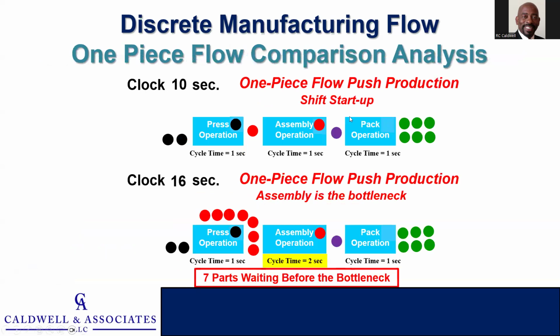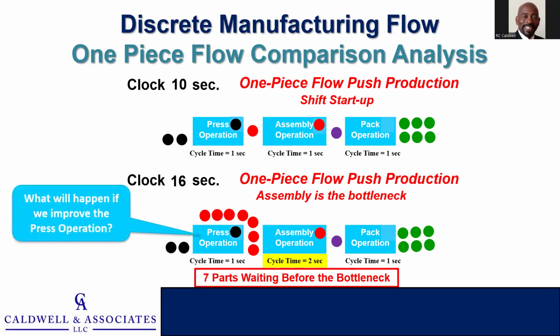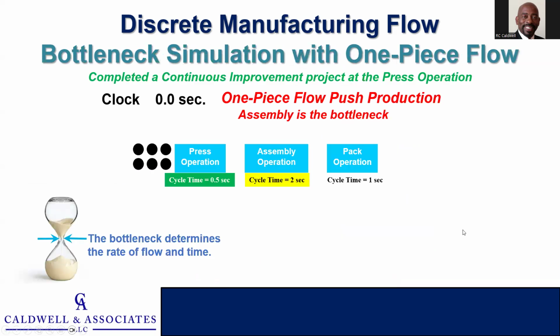Now let's compare it, okay? This is without a bottleneck, one-piece flow, the ideal state. This is with a bottleneck. See the difference? Now let's see what happens if we didn't know that this was a bottleneck, because dynamic bottlenecks are hard to find, and we decided to improve the press operation. Let's see what happens.